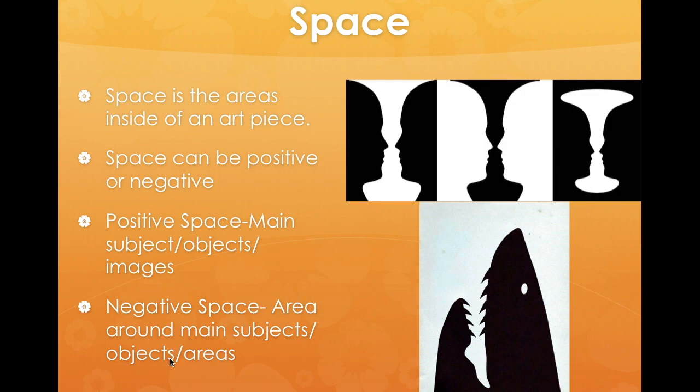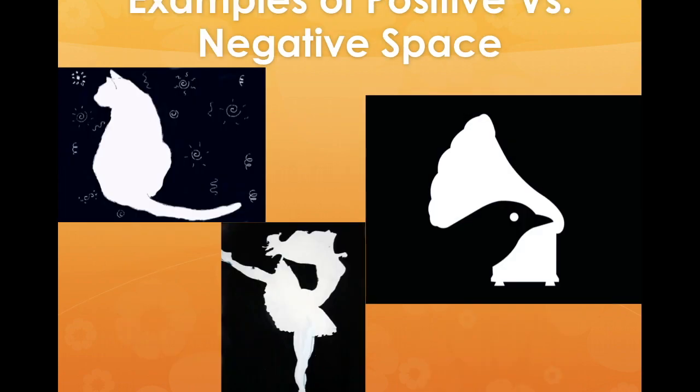Here's some examples of positive and negative space. As we can see in this one, the cat is the positive space. The woman is the positive space here. And the Grammy-shaped music player is the positive space. Just because it's white doesn't always mean that it's positive space. It's the main subject or images inside of a piece that are positive space. And then obviously the black spaces in these images would be the negative space. That's the area around the objects.